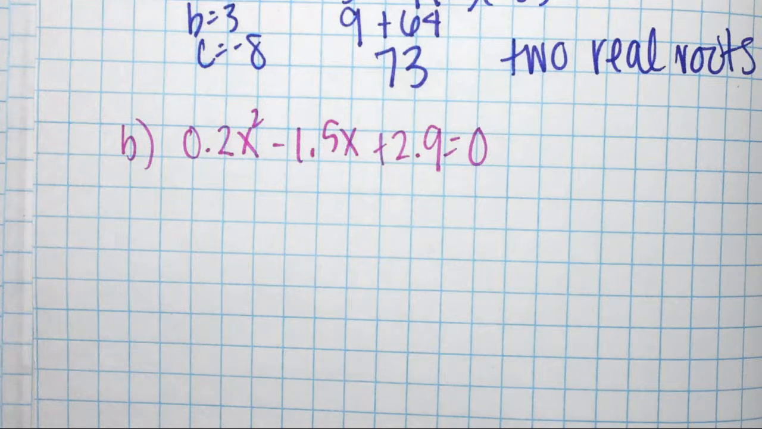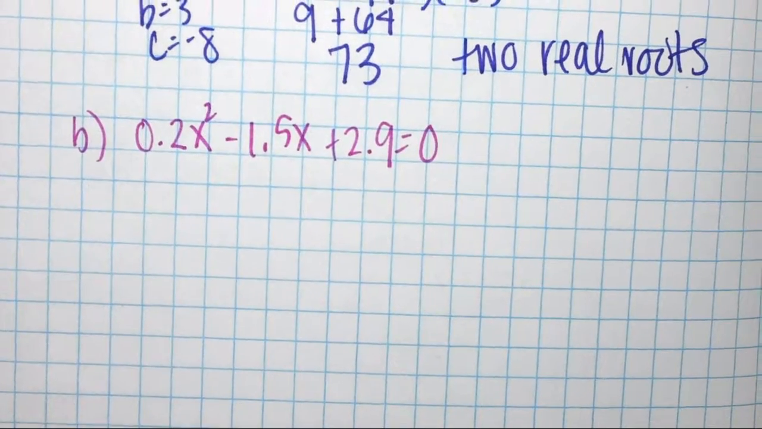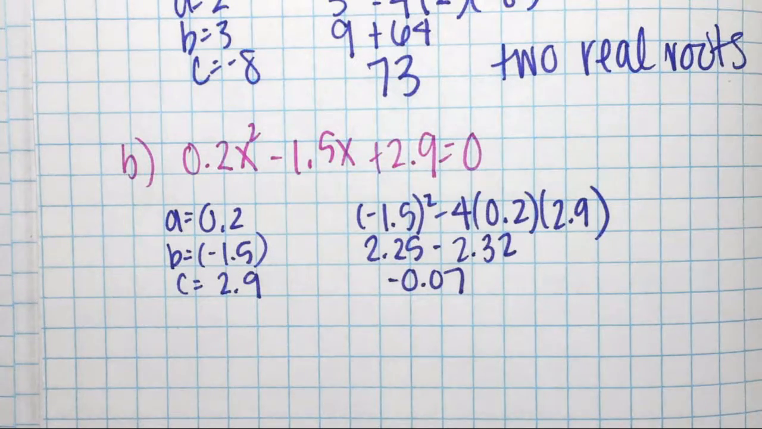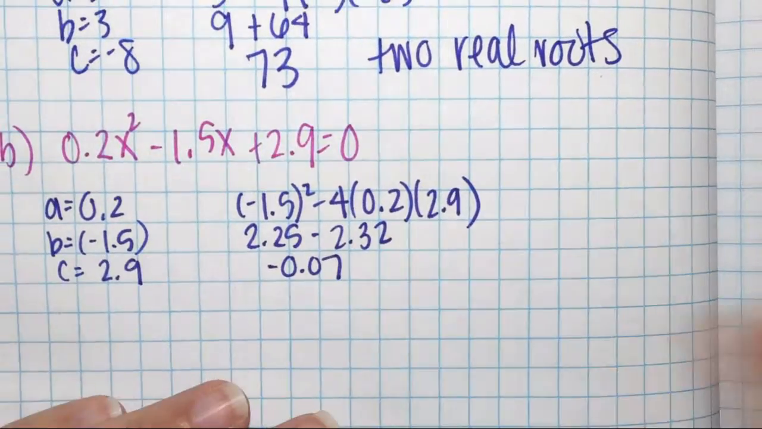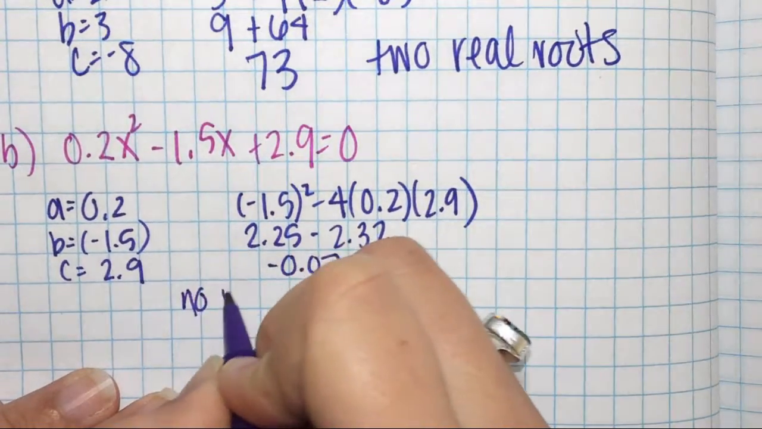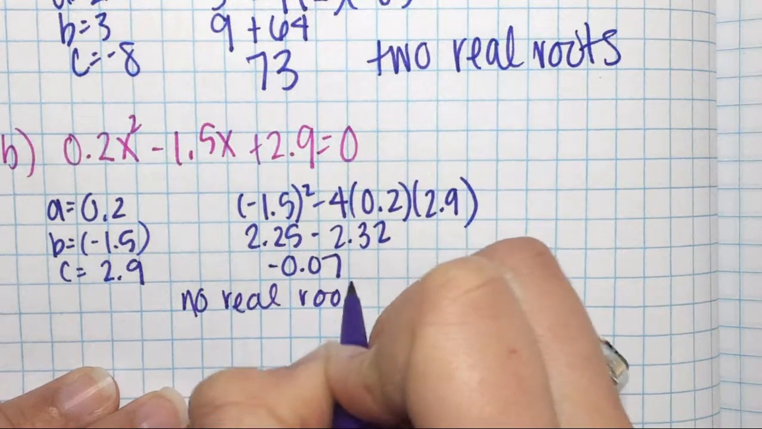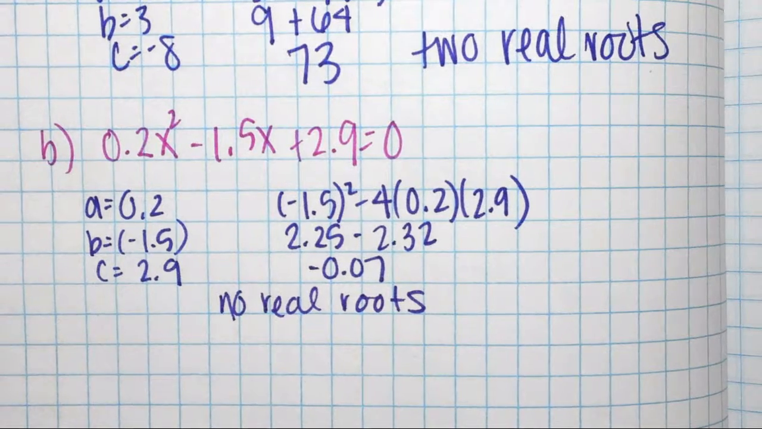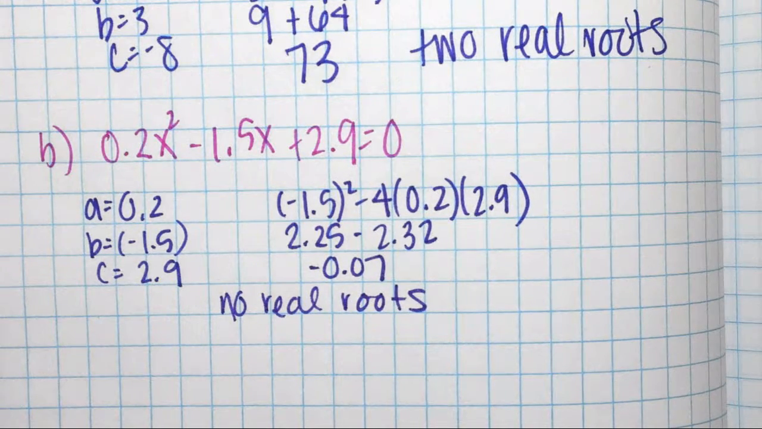If you want me to come help you, raise your hand. I'll pause the video so it's not just listening to our silence. Negative 0.07, which means how many roots do we have? 0. No real roots. We have 2 imaginary ones. Yes, we have 2 imaginary ones, but no real roots. Awesome. How many of us got that right?